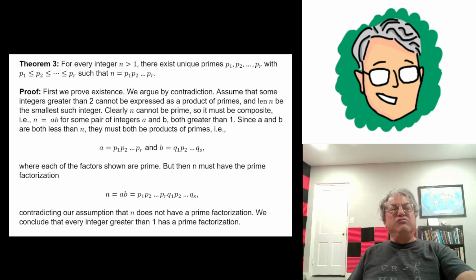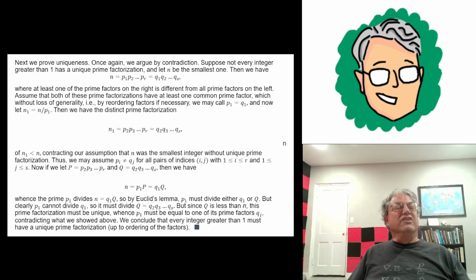We didn't prove it's unique, but we proved it existed. That's kind of the easy part. The harder part is uniqueness. But now we're going to prove uniqueness. And again, we argue by contradiction. We assume that there's some number, we call it n again, which has two prime factorizations that are different.